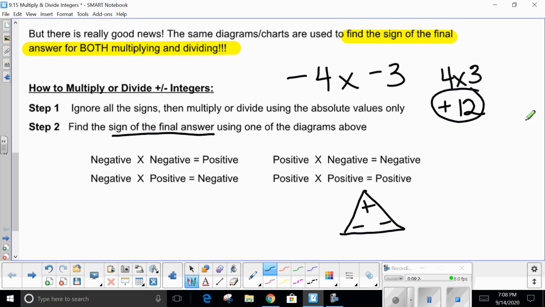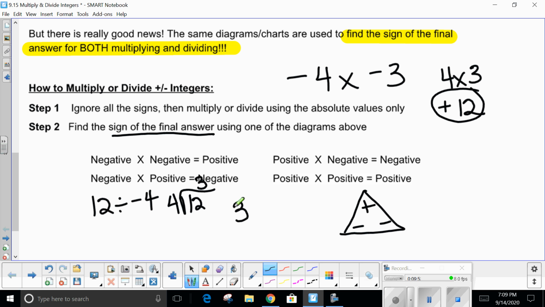And it's the same thing for division. What if I said, what is 12 divided by -4? We forget all of the signs, the negative sign, and then we divide. So what is 12 divided by 4? 4 goes into 12 3 times.